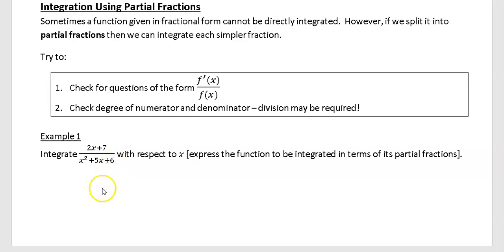So the first thing you would look for is you just check that it's not in the form f'(x) over f(x). So just differentiate this bottom line. You'll get 2x + 5. And on the top line you have 2x + 7, so it's definitely not in this form, so we can't just integrate directly to get a ln. Sometimes you could. If this had been 2x + 5 on the top line, we could have just integrated this and it would have been ln of (x² + 5x + 6), and then plus your constant of integration. But it's not in that form, unfortunately, so we've got to use partial fractions.